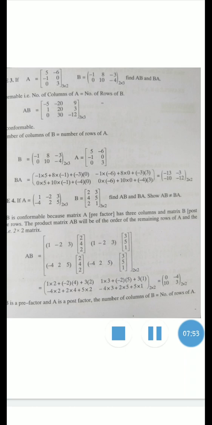Then first row, second column. First row is -1, 8, -3 and second column of B is -6, 0, 3. So when you will multiply them, you will be getting +6, -9, that is -3. Then 2, 1. Second row, first column. Second row is 0, 10, -4 and first column is 5, -1, 0. So you will be getting -10. Then second row, second column. So 0, 0 and -12. So you will be getting -12. So BA is a matrix of order 2 by 2.